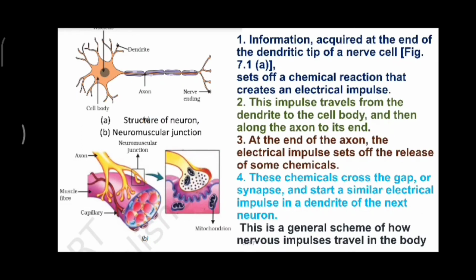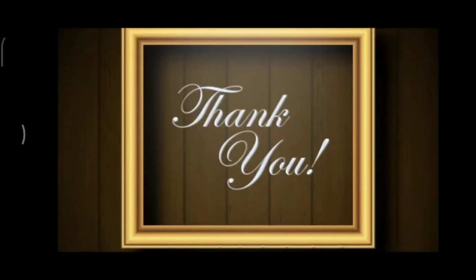At the end of the axon, the electrical impulse sets off and releases some chemicals. These chemicals cross the gap or synapse and start a similar electrical impulse in the dendrite of the next neuron. This is the general scheme of how nervous impulses travel in the body. So here we have learned how neurons work together in coordination.